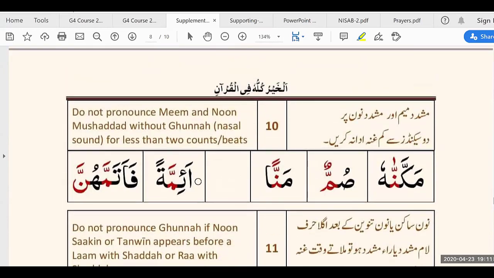So common error number 10. Do not pronounce meem and noon mushaddad without ghunna, so without nasal sound, for less than 2 seconds, counts or beats. As we can see in these examples, we have noon with the shadda sign on top. So the nasal sound should be held for 2 seconds.